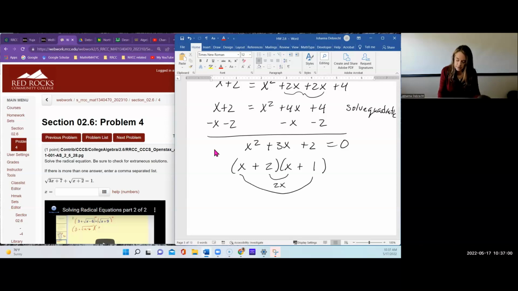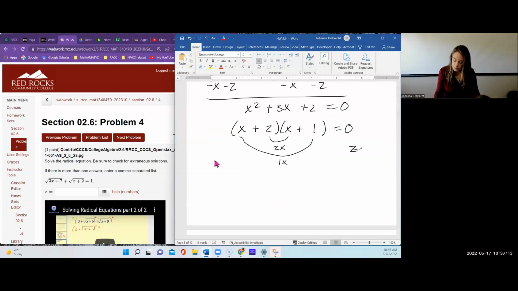I do want to check to make sure that the outside and inside products do add, because of the last sign being plus, to give me 3x. And they do. Now I use the zero product property, which says if they multiply together and give you 0, one of them has to be 0. We have 2 possible answers, and it's been a long time since we started this process.